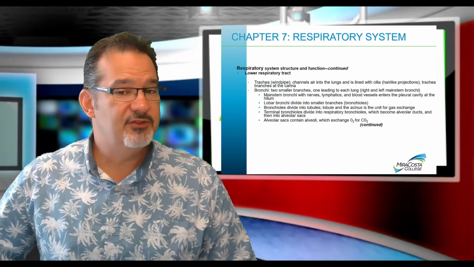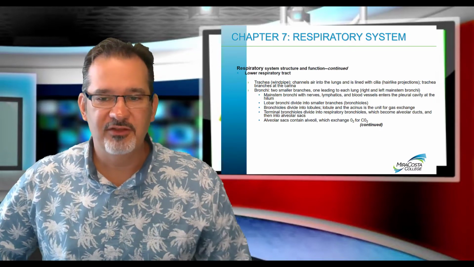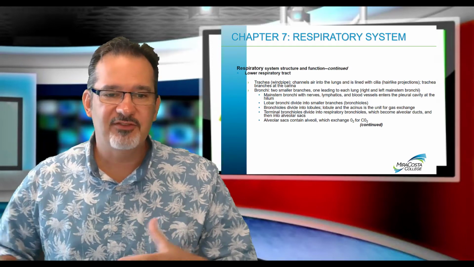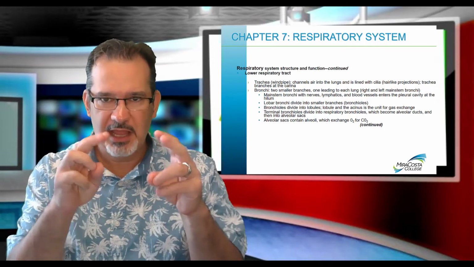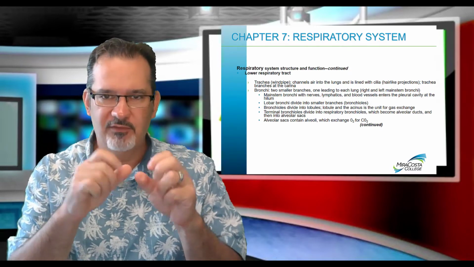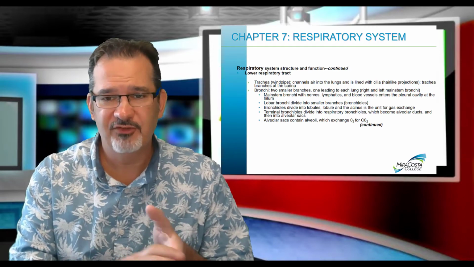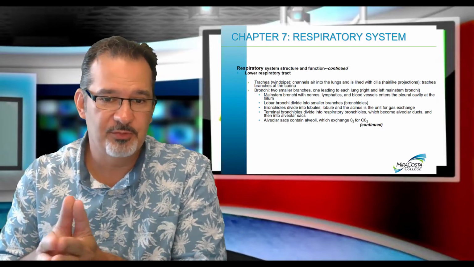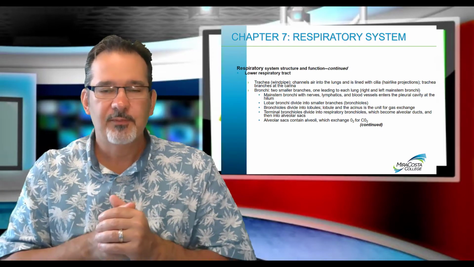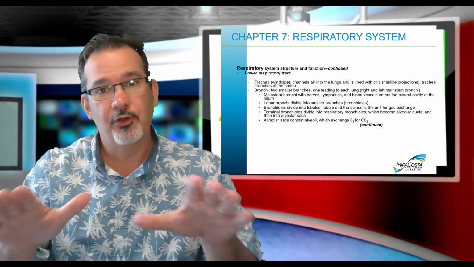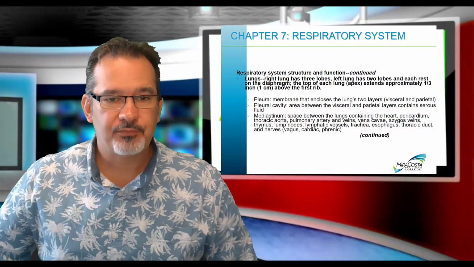Okay. The trachea is the windpipe. That's what channels air into the lungs. And it's lined with cilia. Cilia are like hair-like projections, very small, very fine. And what they do is they act to remove contaminants before air gets into the lungs, and to also help to move water over tissue surfaces.